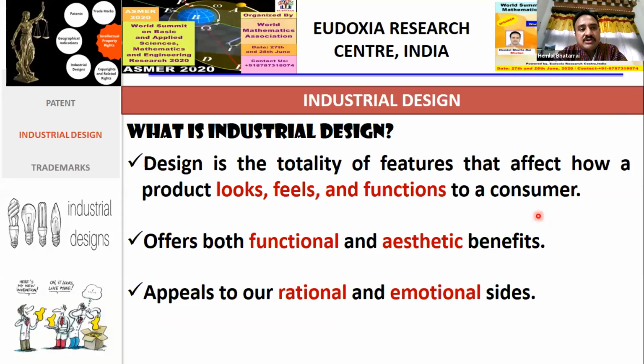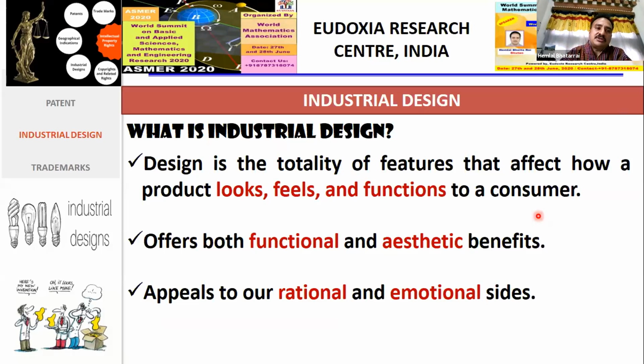And that is basically when you try to talk about the products, then we talk about looks, feel, and then functions. And then we talk about the aesthetic aspects. We talk about its appeal to our rational and emotional sides. So these are some things which are important for industrial design. So this is also one important part.